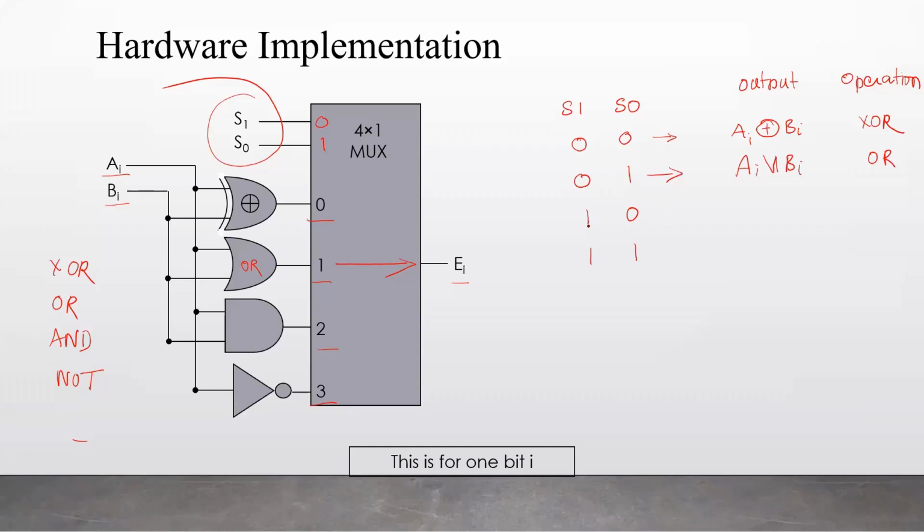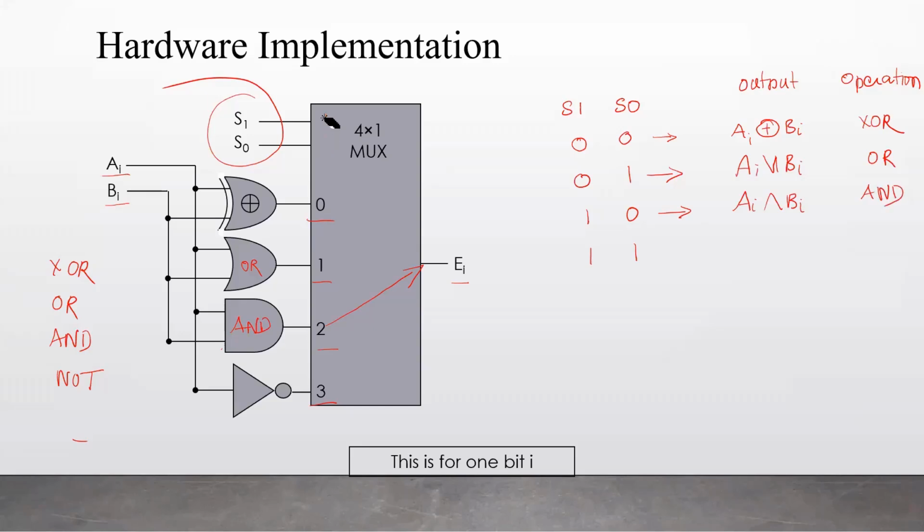And the third case, when S1 is 1 and S0 is 0, the input gets selected as 2. This will be directed as output. And what is this input 2? It is the output from the AND gate. So the AND operation is performed: AI and BI, the operation performed is AND.